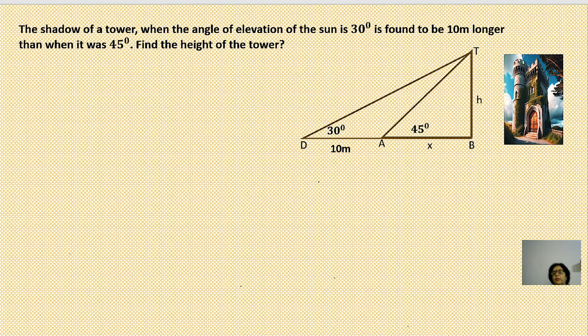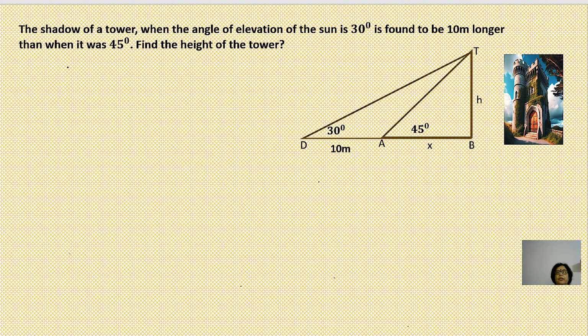Now here you will notice that we will get two right angle triangles. One is TBA and one is TBD. So this figure has to be drawn this way. AD is 10 meters over here, the extra shadow length, and AB is the shadow length when the sun is at a height of 45 degree, or the angle of elevation of the sun is 45 degree.